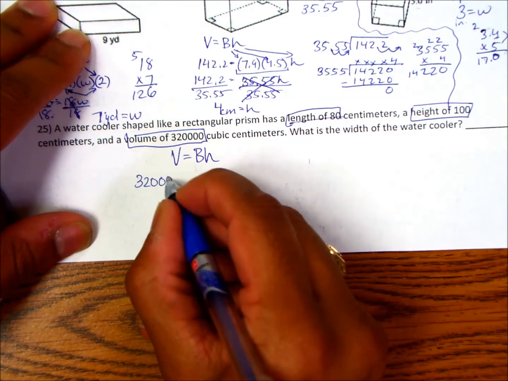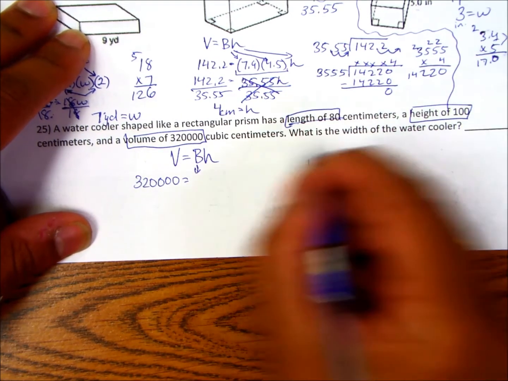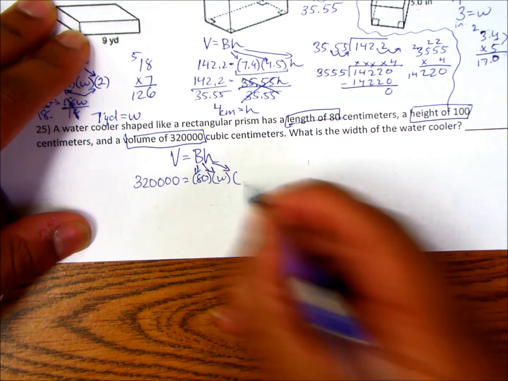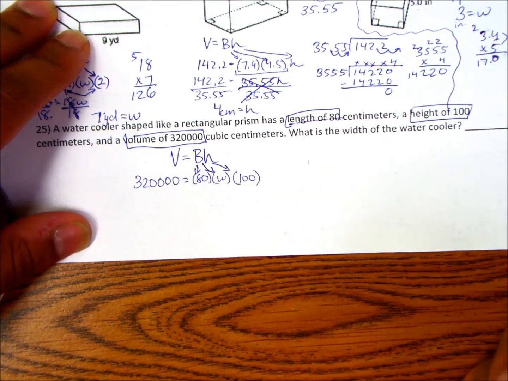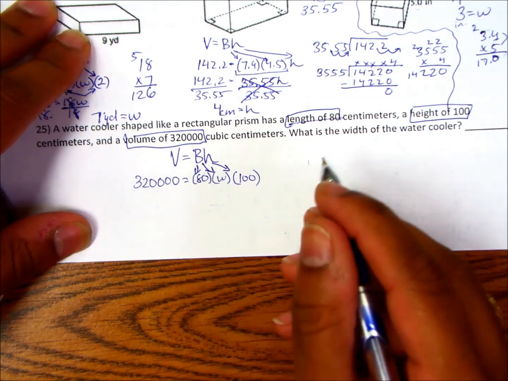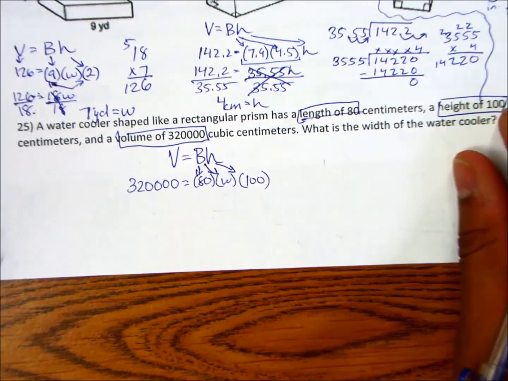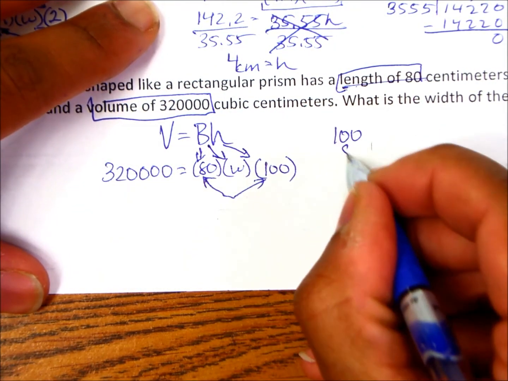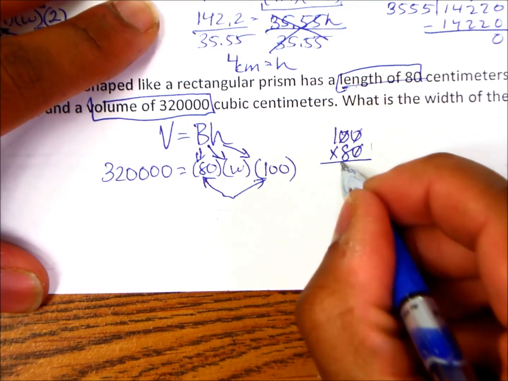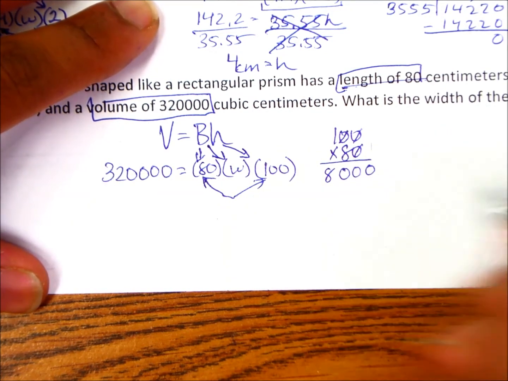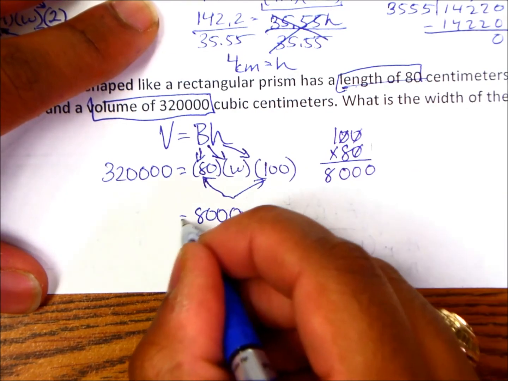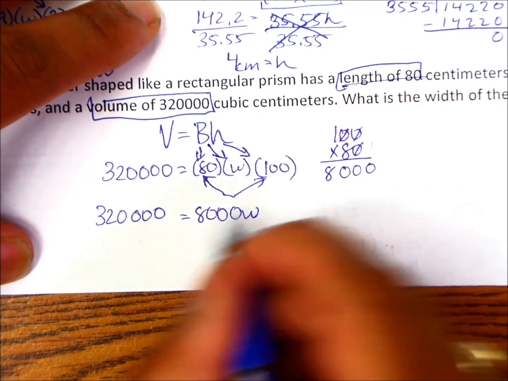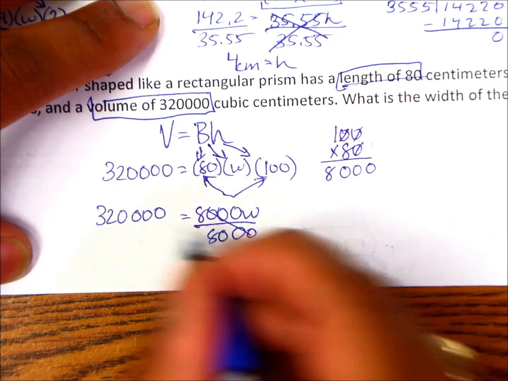So 320,000 is equal to my length times my width times my height. So 80 times, well, I don't have my width. I got my height. My height is 100. Clean up this side. Okay, multiply by what you know. 80 times 100. You can do the trick where you just cross out the zeros. 8 times 1 is 8, and then bring them down. Or if you want to work it all the way through, you're more than welcome to. I want W by itself, divide each side by 8,000.